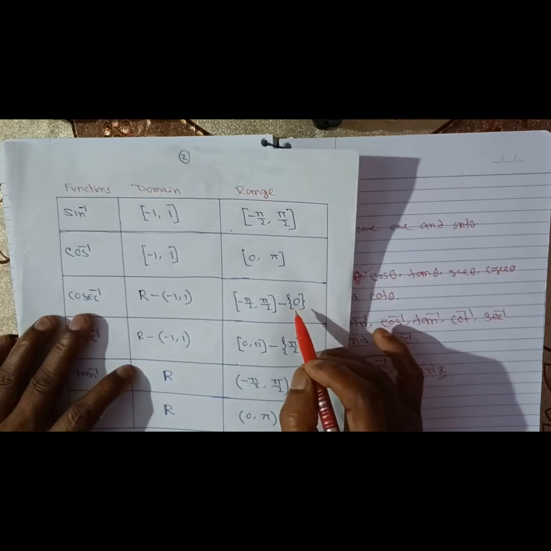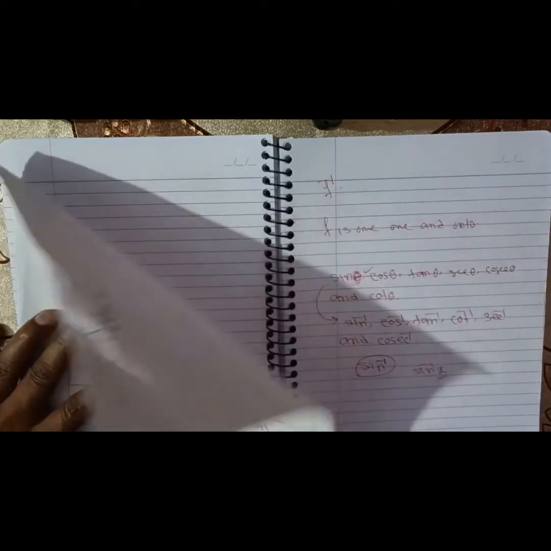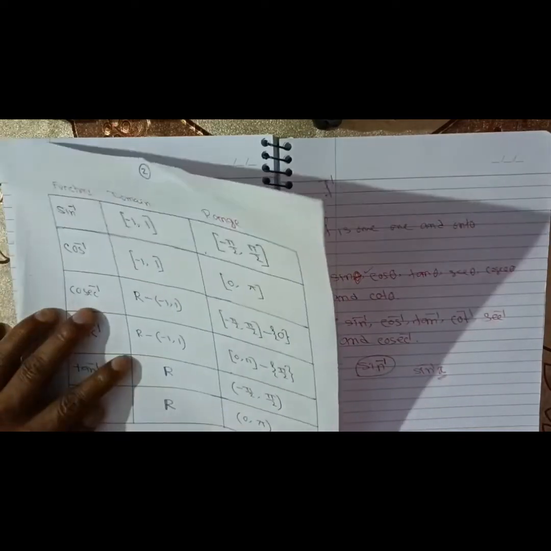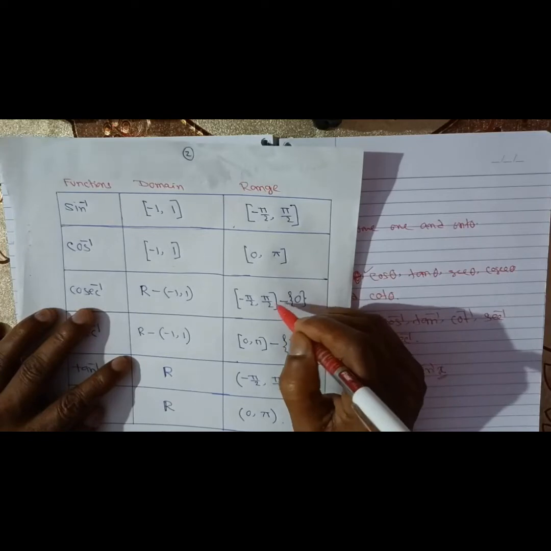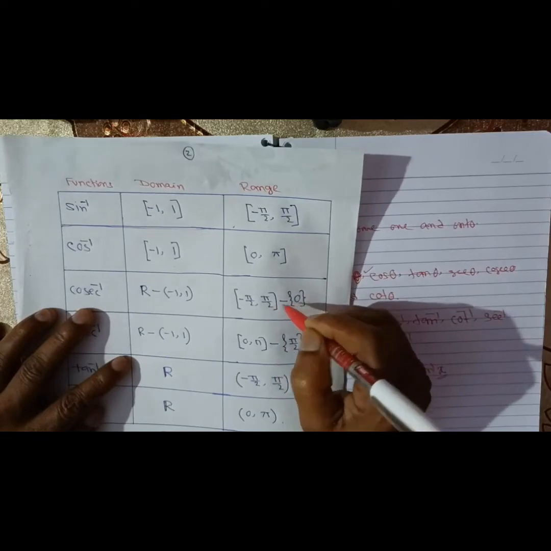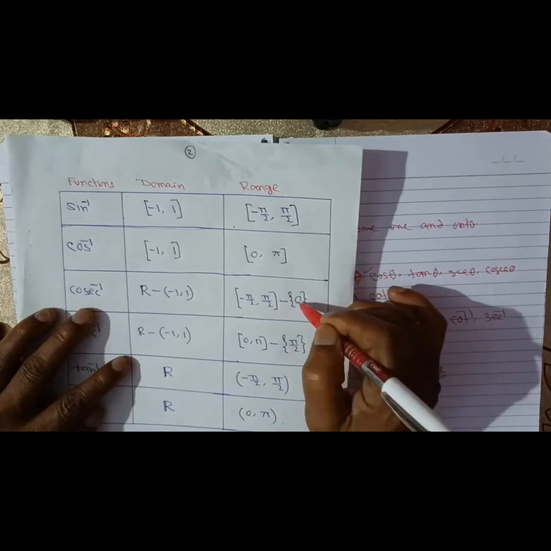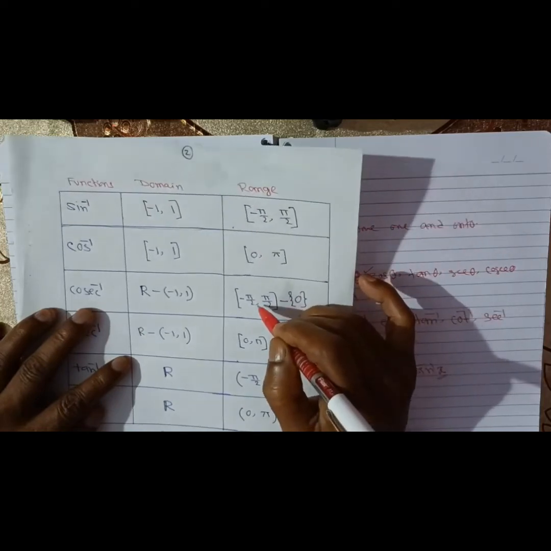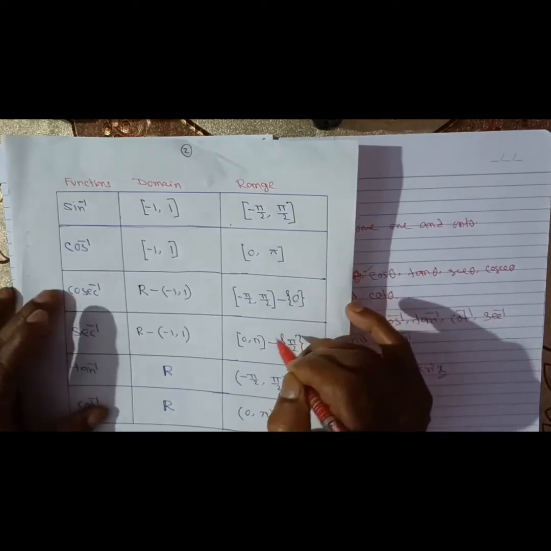That's why, since sine 0 is 0, 1 by 0 is not defined. That's why we can remove the 0 element from these portions. That means 0 is not included here. That's why we have to write minus 0.